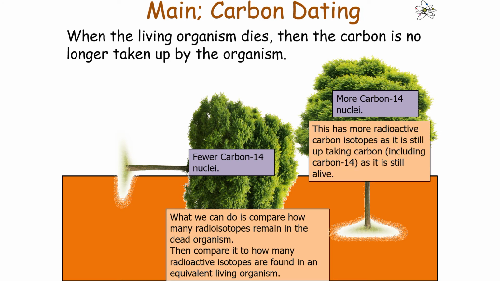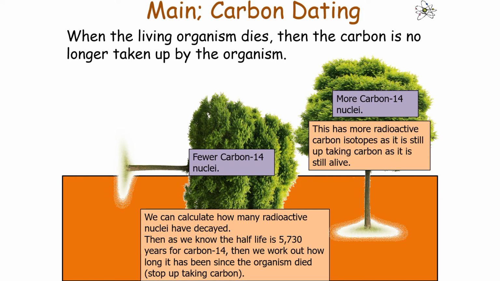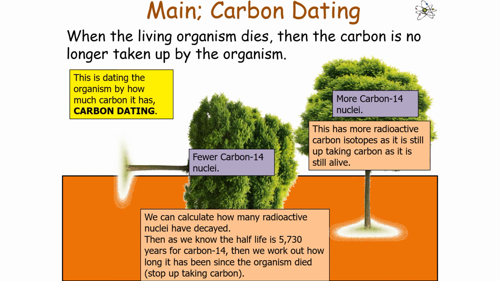Now, remember, the living organism will have more radioactive carbon isotopes, including carbon-14, because it's still taking up carbon while it's alive. So we calculate how many radioactive nuclei have decayed. We then know one half-life is 5,730 years, so we can work out how long it's been since the organism died and stopped taking up carbon, which we call carbon dating.